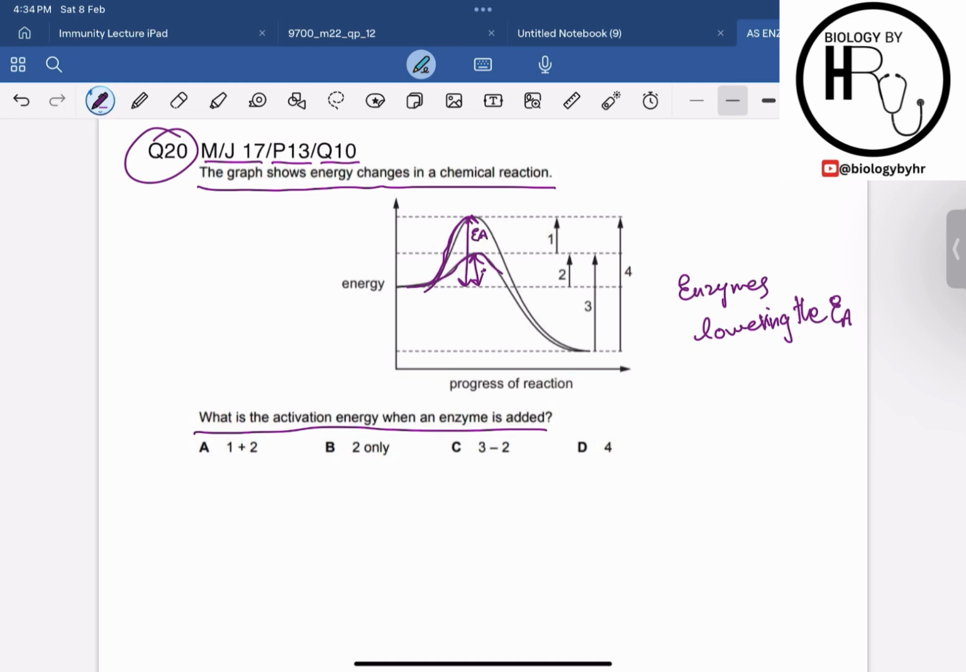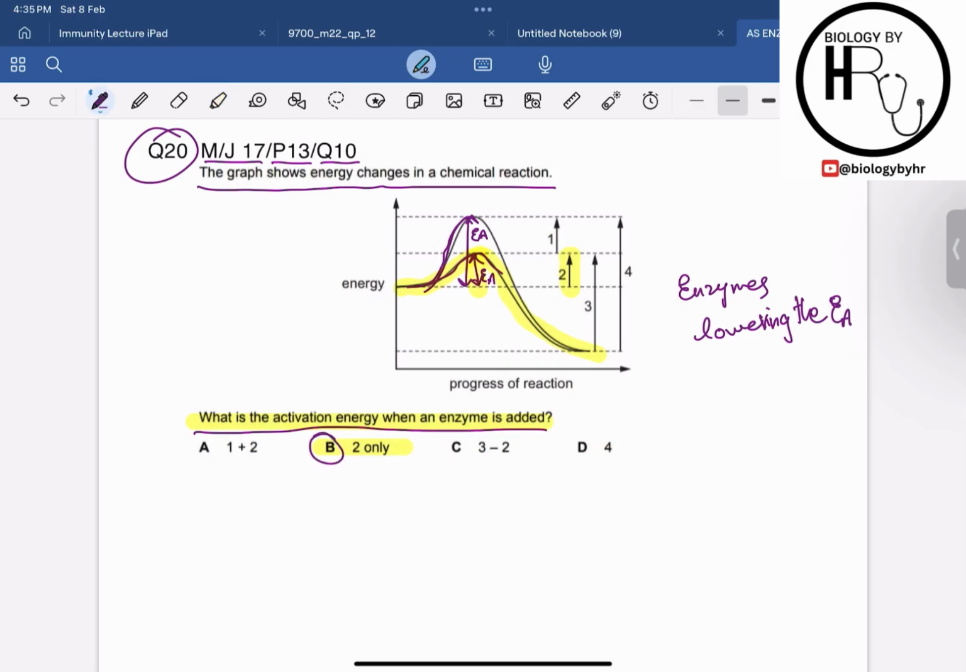So hence the graph where the enzyme is added is this one, right? This is where the enzyme is added. They are asking what the activation energy is when the enzyme is added. So this is the activation energy where the enzyme is added, which is represented by 2 only. Hence the correct answer over here would be option B, 2 only.